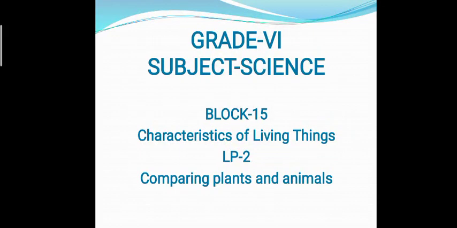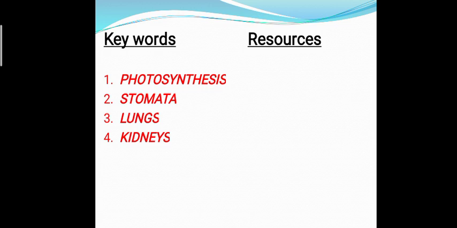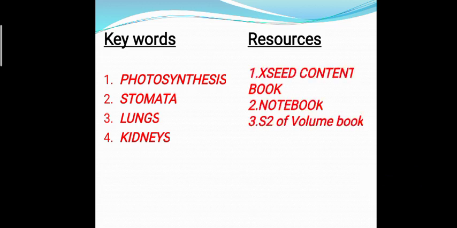Hello students, today we are going to start the new topic of block 15, that is comparing plants and animals. The aim of this lesson is to differentiate between plants and animals based on growth, respiration, movement, excretion and reproduction. The keywords are photosynthesis, stomata, lungs, kidneys, and the resources are exit content book, notebook and volume book.